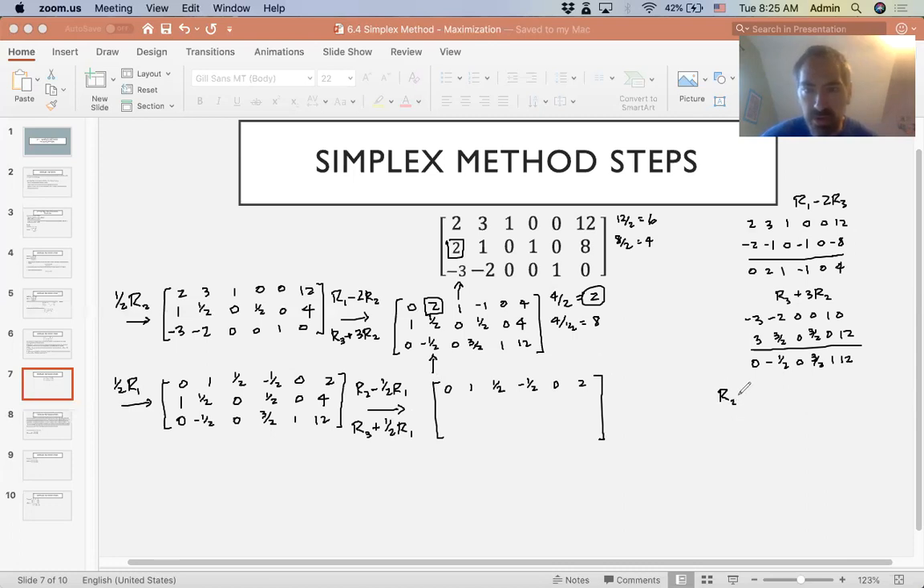Okay, let's come over here in the margin. We got 1, 1/2, 0, 1/2, 0, and 4 for R2. And then negative 1/2 R1. So that's 0, negative 1/2, negative 1/4, 1/4, 0, and negative 1. So we get 1, 0, negative 1/4, 1/2 plus 1/4 is 3/4, 0, and 3.